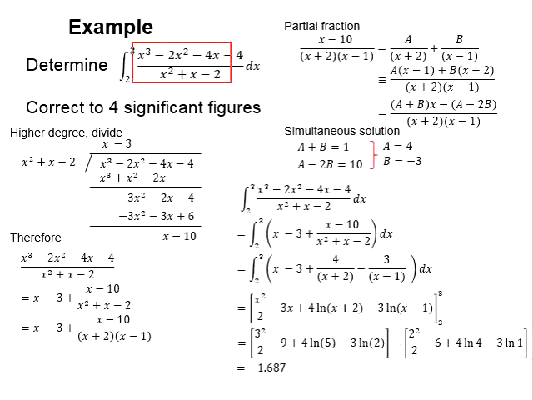To solve this, first we look at the power here. The power here is larger than this. That means there is a possibility of division of the two terms. Put the upper function here and the lower function here.